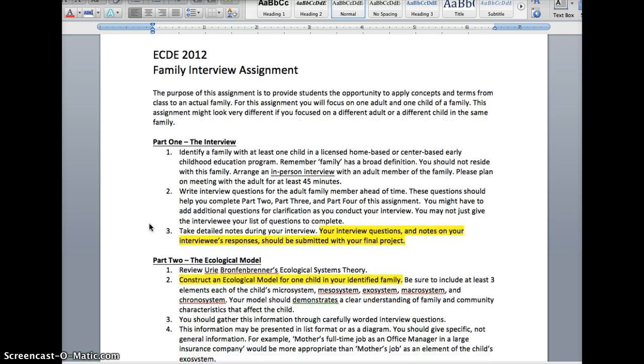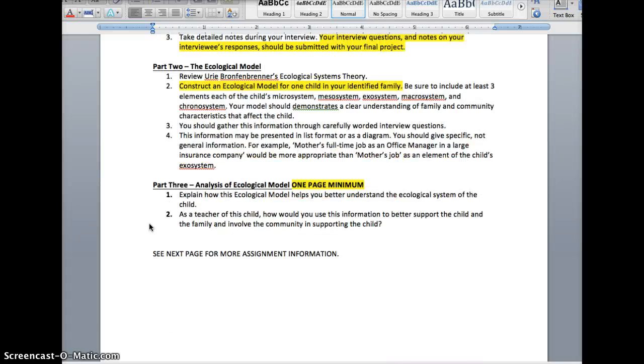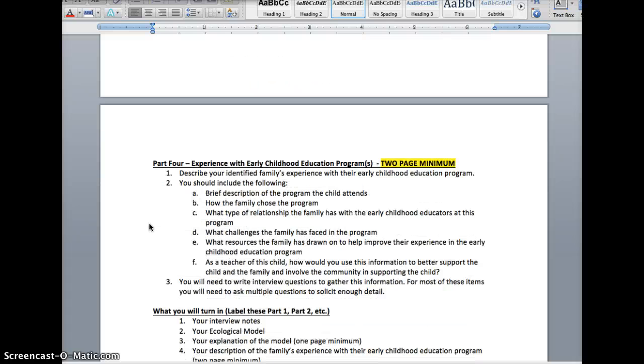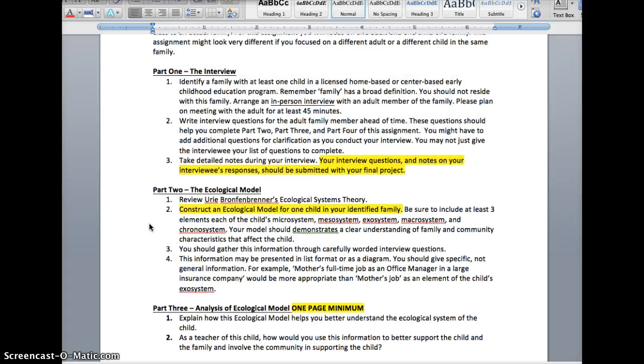The interview questions are going to be used to gather the information you need for part 2, part 3, and part 4. So obviously you have to go down and see what's required in those sections and then write your questions. What you don't want to do is just give the person you're interviewing a list of questions and have them fill it out.